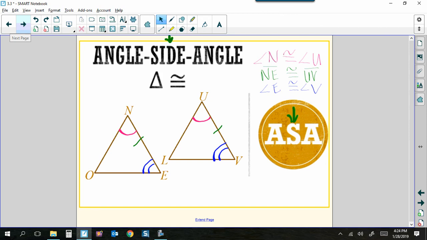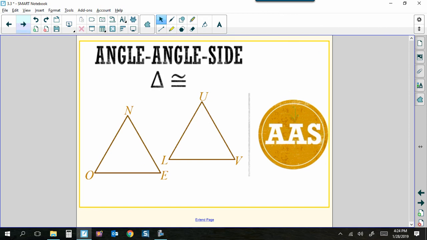The last, probably the most complicated, is angle, angle, side. And the reason this one's a little bit more complicated is because the side, now notice, it is not included. The S comes at the end. And that doesn't mean it has to be on the right side. It doesn't really matter where it goes. The reason why this is more difficult, we're using the same amount of angles and the same amount of sides. If it's not the included side, that means that there are two other sides it could be. So it's really important that you're looking at corresponding parts when looking at this.